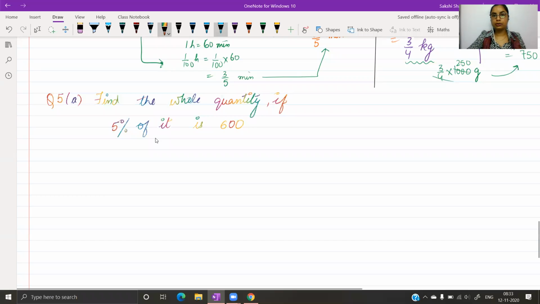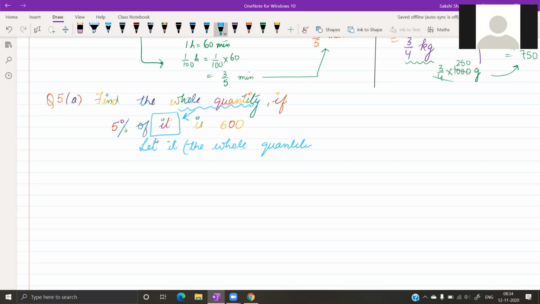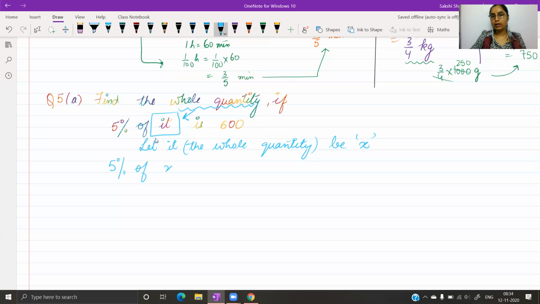So the whole quantity is missing, and what we will do is we will let the whole quantity be x. Now what does your statement become? 5% of x is equal to 600. This is what we want to solve.